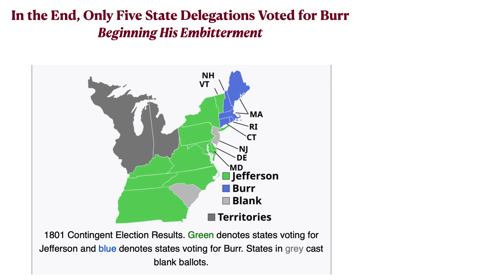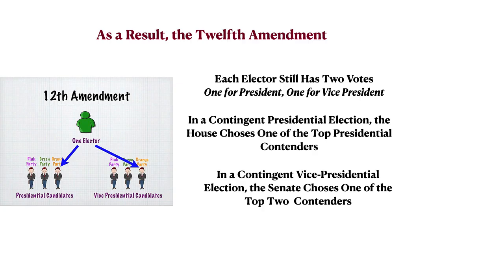And that began his process of embitterment that would be compounded when a few years later he sees Alexander Hamilton as working to deprive him of winning the governorship of New York. That led to the infamous duel where Aaron Burr killed Alexander Hamilton. But anyway, back to the main story. This was such a chaotic situation that people realized that the Constitution had to be amended.